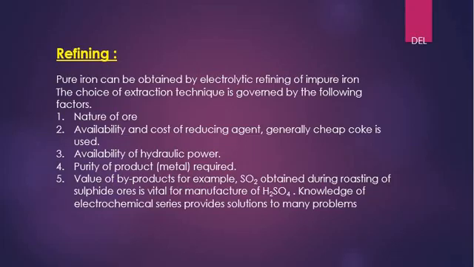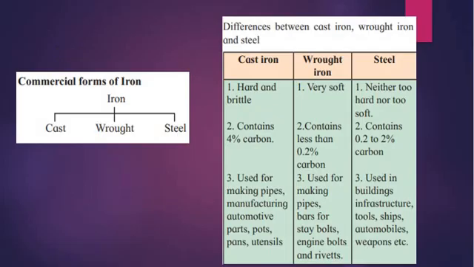Now another thing we need to learn is the commercial forms of iron. The commercial forms of iron are cast, wrought and steel. Wrought iron is the purest form of iron, and steel, as you all know, is an alloy of iron, carbon and some metals like nickel.